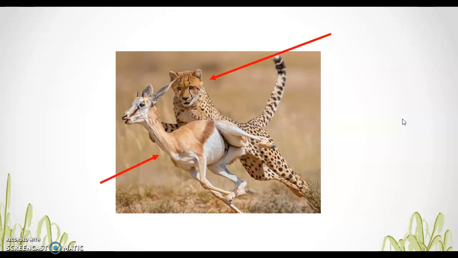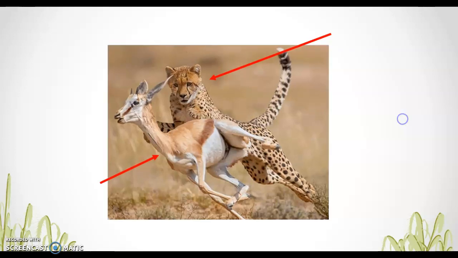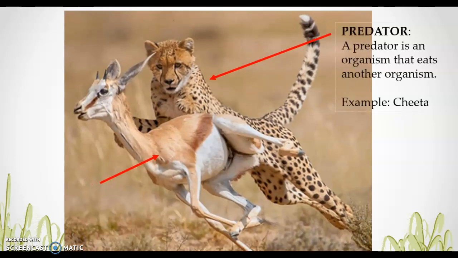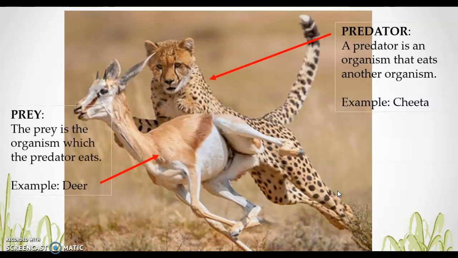Who, for example, in this case of the cheetah and the deer, the predator is the organism that eats another organism, ¿cierto? Estamos viendo que en este caso el depredador es el animal quien caza, mata y se come al otro animal. While on the other hand, guys, the prey is the organism which the predator eats. So in this case sería deer, ¿cierto? En este caso sería pues el venadito.